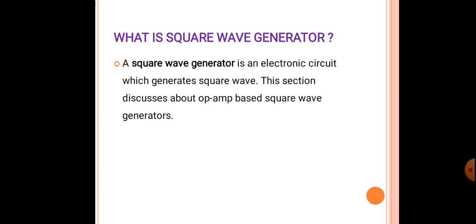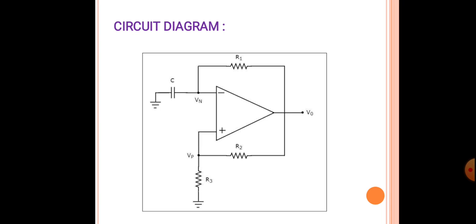Okay, now we can have a look into another application of operational amplifier, that is square wave generation. So first, what is a square wave generator? A square wave generator is an electronic circuit which generates a square wave. This section discusses operational amplifier based square wave generators. Now we can have a look at the simple diagram of a square wave generator. It has a capacitor and 3 resistors and an operational amplifier, and R3 is grounded.